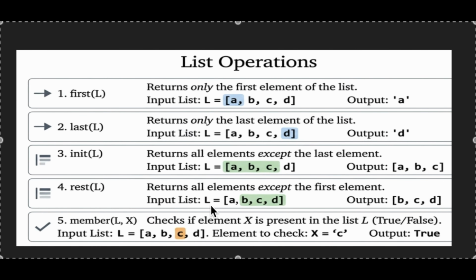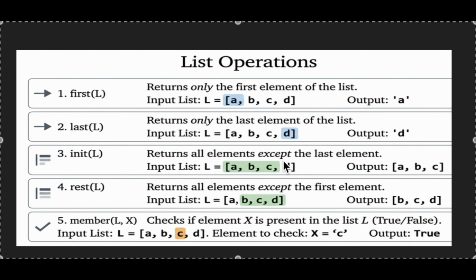For example, if X equals C, then member(L, C) will give us true, because C is present in this list. But if I say member(L, E), then it will give false, because there is no E in the list. That's how member(L, X) helps.